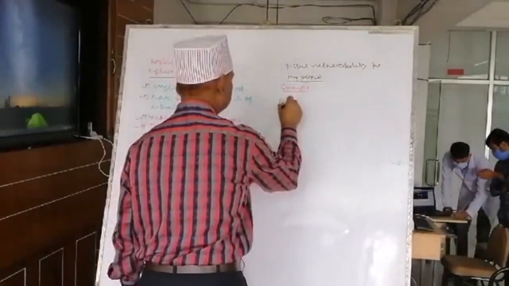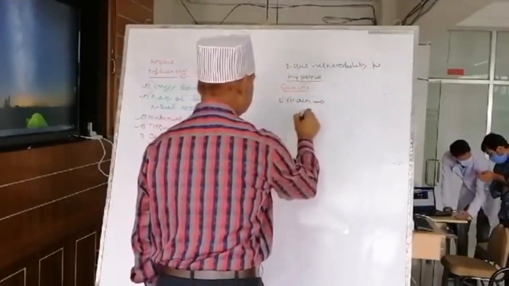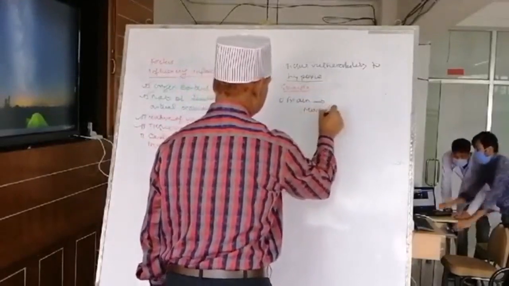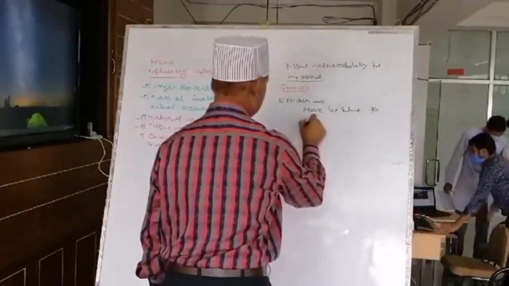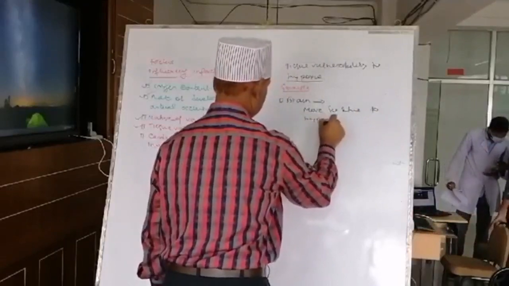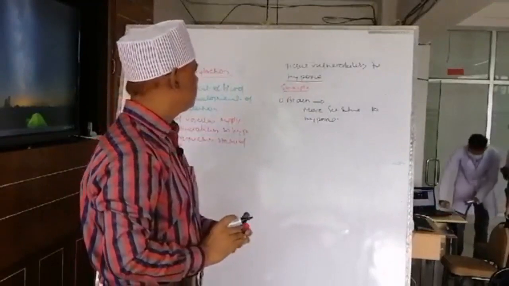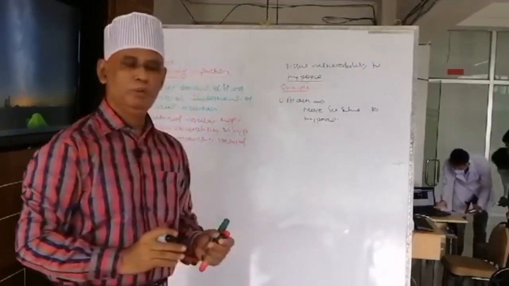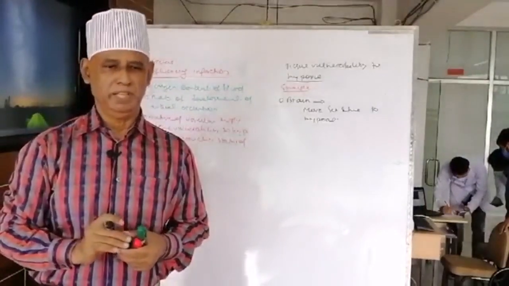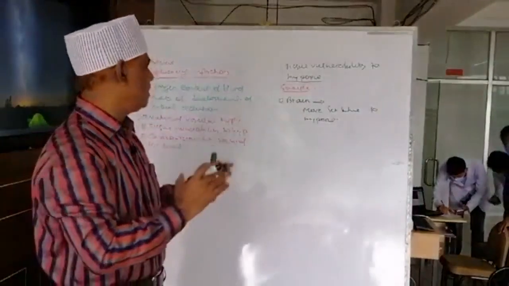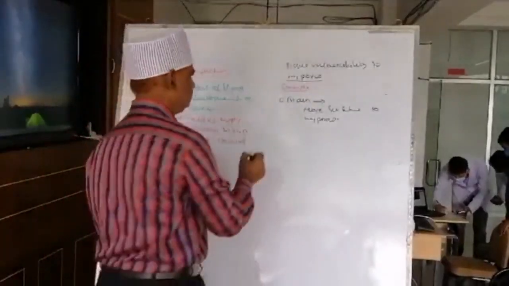Brain. Our brain is more sensitive to hypoxia. So the brain cannot tolerate ischemia, cannot tolerate hypoxia for more than 5 minutes.